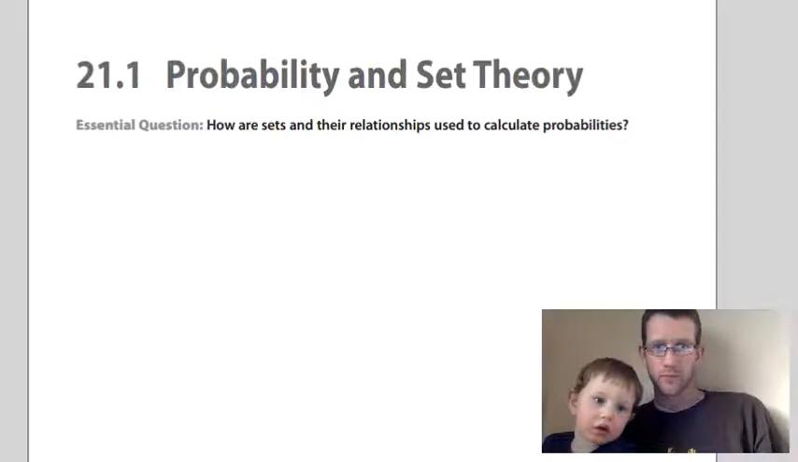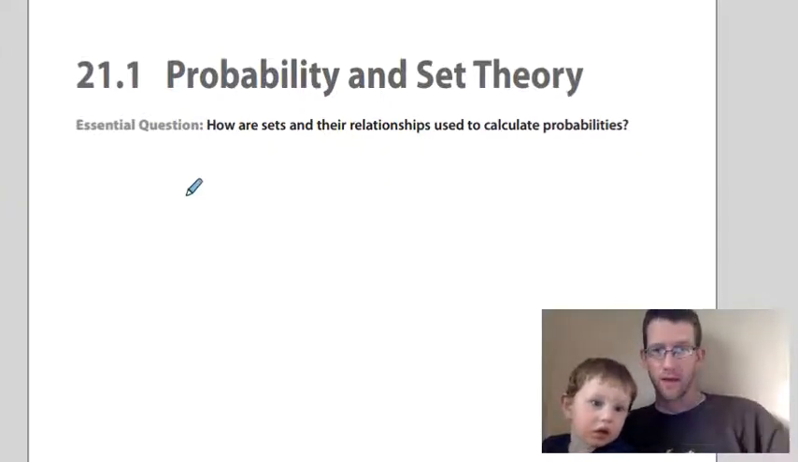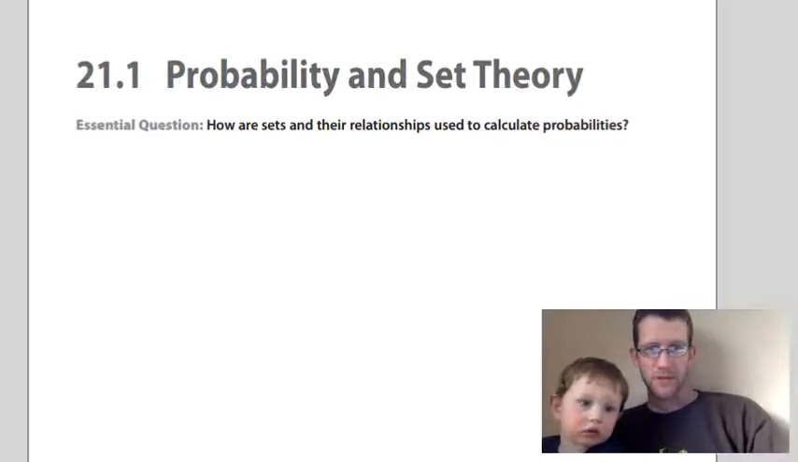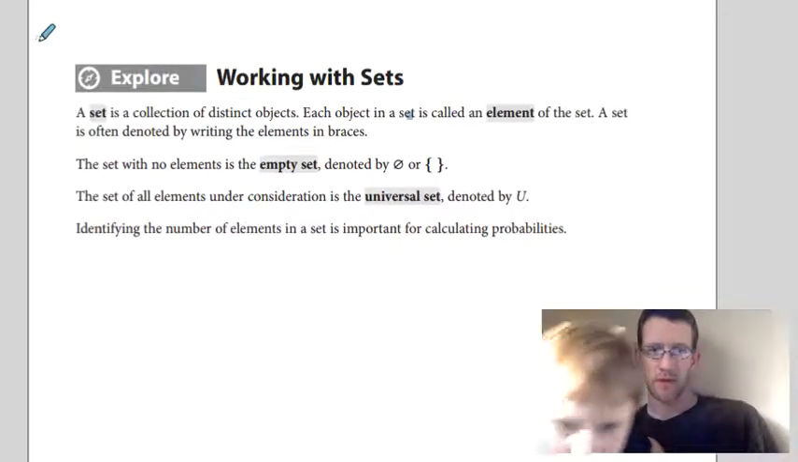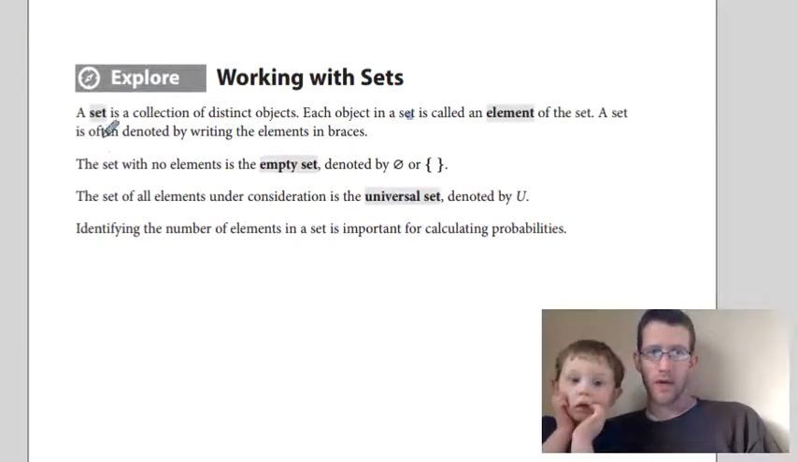So without further ado, that's 21.1. And there's going to be a lot of new terms here and just new ways of thinking about things. So bear with us as we start off. So a few definitions. The first is a set. So a set is any group of things, a collection of distinct objects.